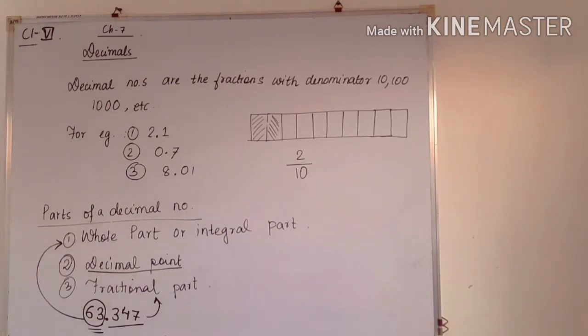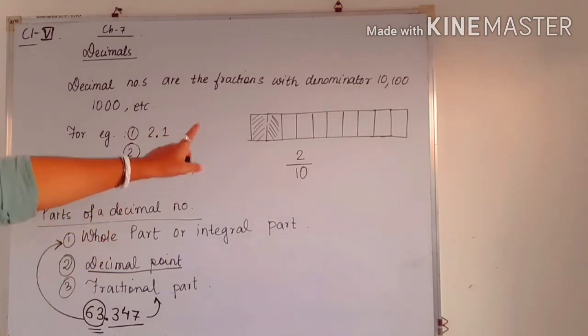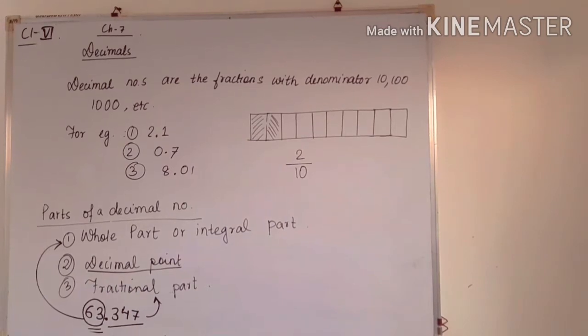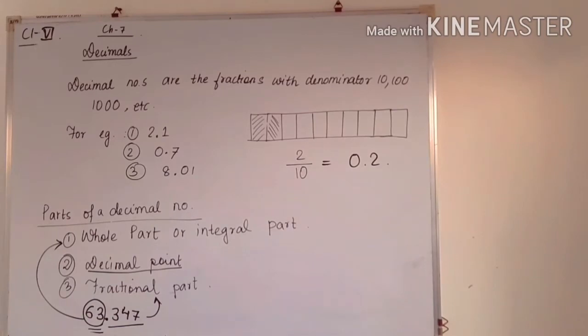Now see the representation. Here I have drawn 10 equal boxes, and out of the 10 equal boxes I have shaded 2 parts. In fraction we can represent it as 2 by 10. How can we write this fraction in decimal? We already learned this simple thing in class 5. So 2 by 10 as a decimal number will be 0.2. What is the meaning of 0.2?